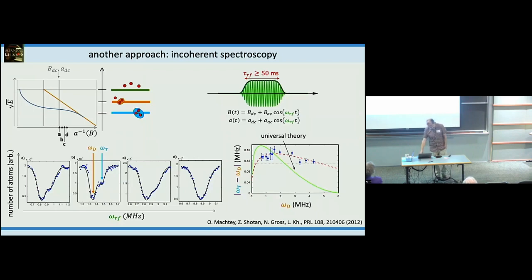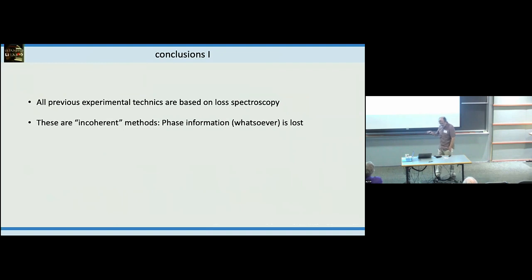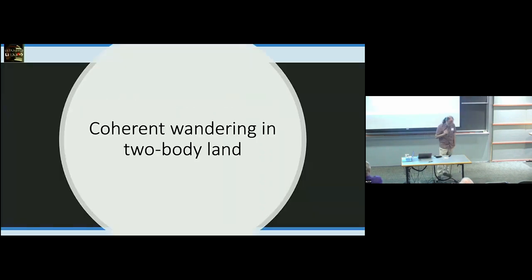So again, the main conclusion from here is that all these previous experimental techniques are based on loss spectroscopy, and there is no coherent information. So all information about the phase is lost here. So let me introduce you to a different type of experimental exploration of this.